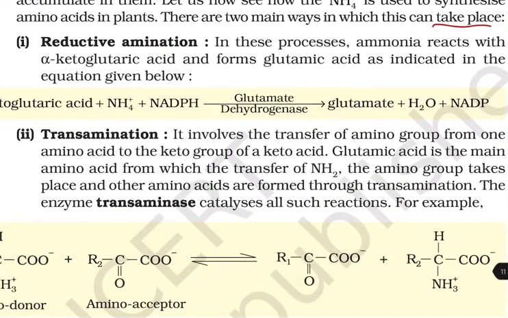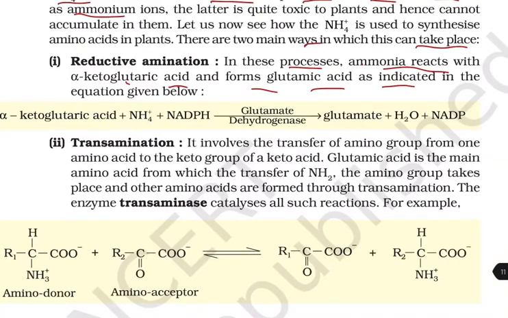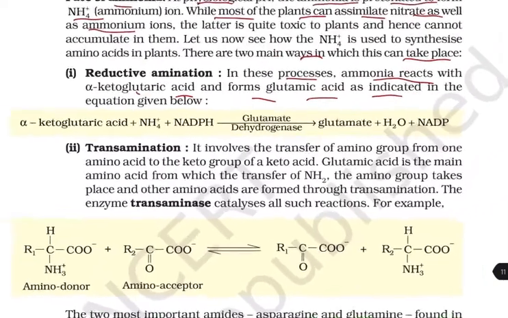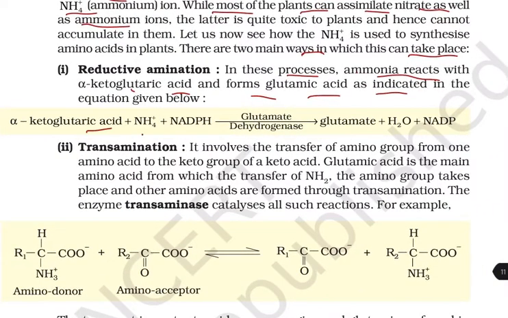Reductive amination. In this process, ammonia reacts with alpha-ketoglutaric acid and forms glutamic acid, as indicated in the equation given below. Alpha-ketoglutaric acid plus ammonium ion plus NADPH, in the presence of glutamate dehydrogenase, glutamate plus H2O plus NADP+ is formed.